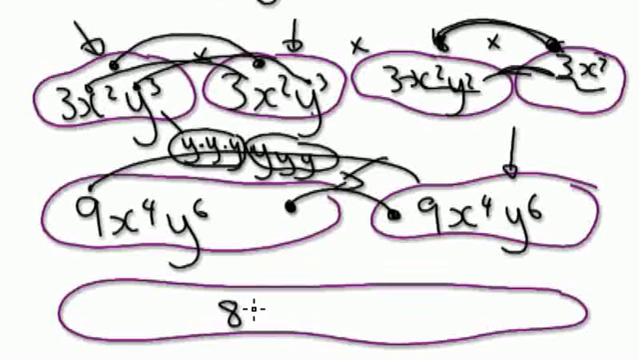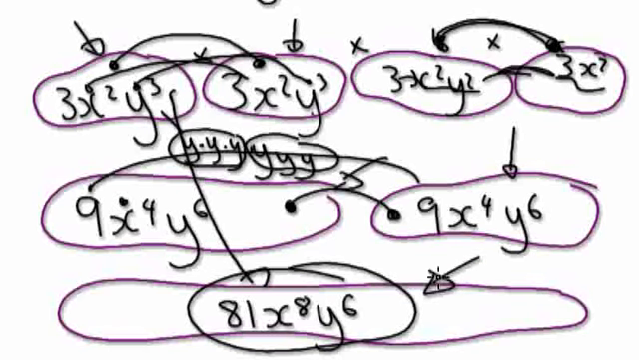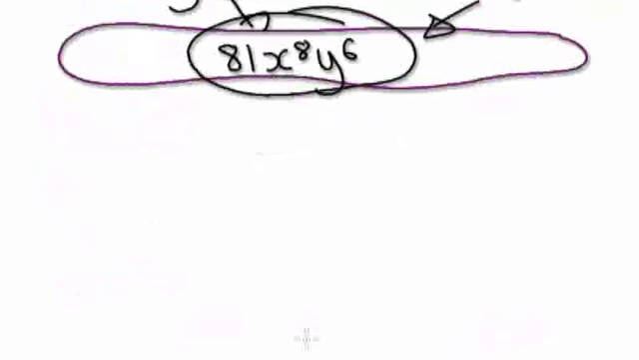So 9 times the 9 would be 81, and the x to the power 4 times x to the power 4 would be x to the power 8. This would be y to the power of 6. See that? So yeah. So to the power 4 would equal this here. So this would be your answer. Okay. So now it's your go.